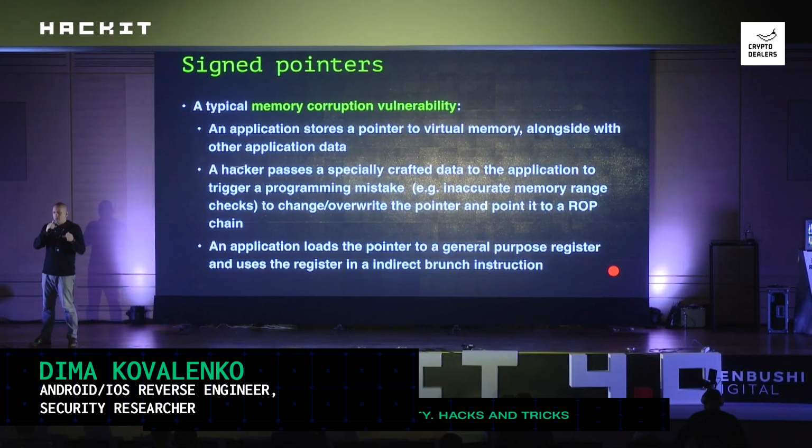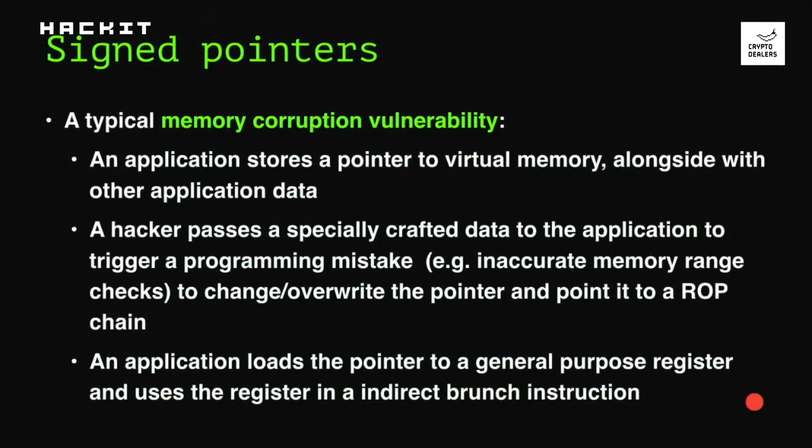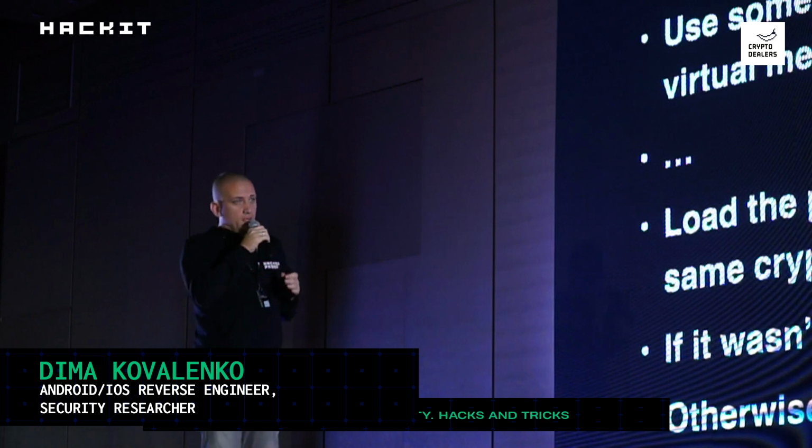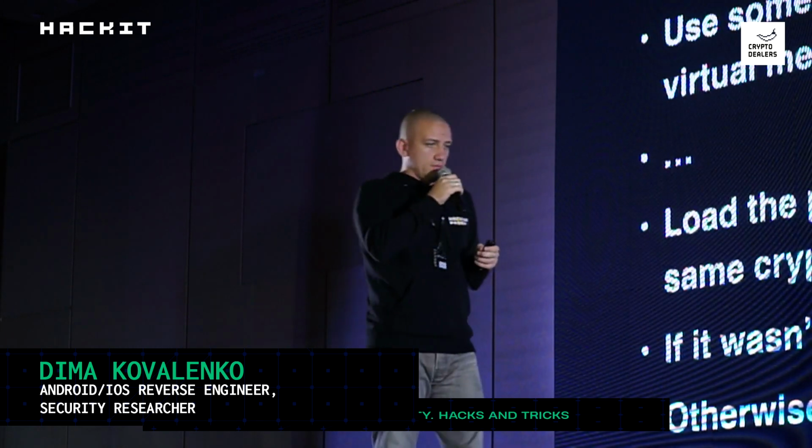A ROP chain is carefully picked pieces of programming code in virtual memory, chained together with branch instructions, with jumps. And it's crafted to make the application do things which it's not designed to do. Actually, this is a typical code flow. And there are a lot of possible mitigations.